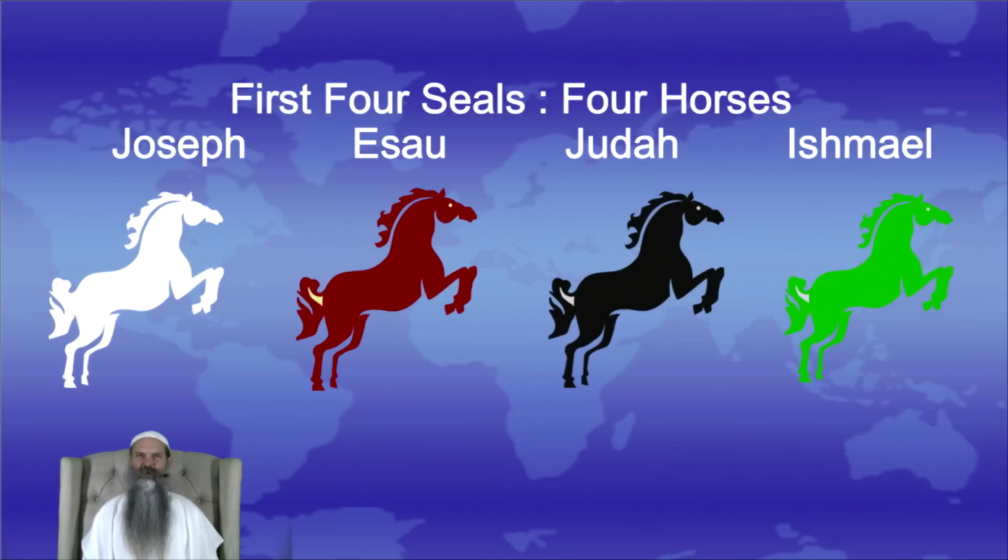Then we're going to see also released at the second seal, a red horse. And we're going to see how this represents the descendants of the biblical Esau, who is spiritually now he dwells in Rome. And then the black horse we're going to see represents the descendants of Judah, or what's called the Jews today. And the green horse, the King James Version reads pale, but the green horse represents the descendants of Ishmael, Abraham's first son.